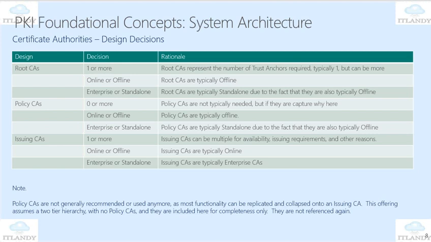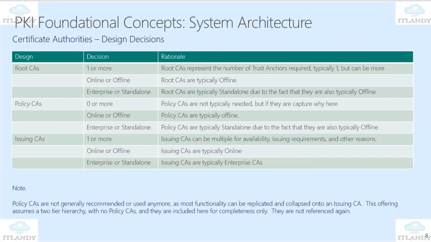Policy CAs, you can have as many policies as you wish. Policy CAs are not typically needed, but if you are captured, that is why you need it. Again, policy servers, either online or offline, typically offline, similar to the CA. Policy will be offline. Enterprise or standalone is typically standalone because offline, similar to the previous one. The next crucial part is the issuing CA. This is the one which you consume. Again, one or more can be, failover, available, HA, whatever you want to do, all these reasons.